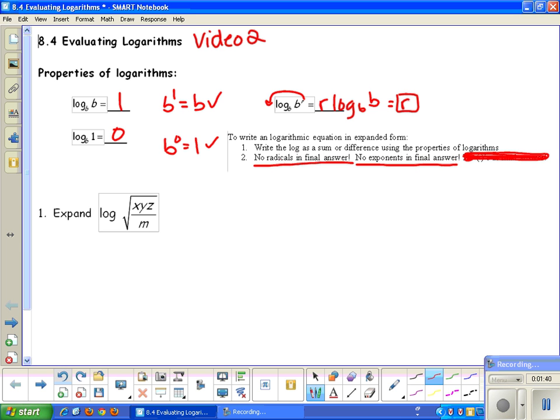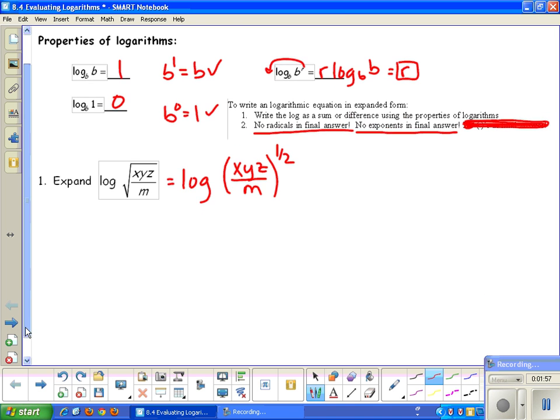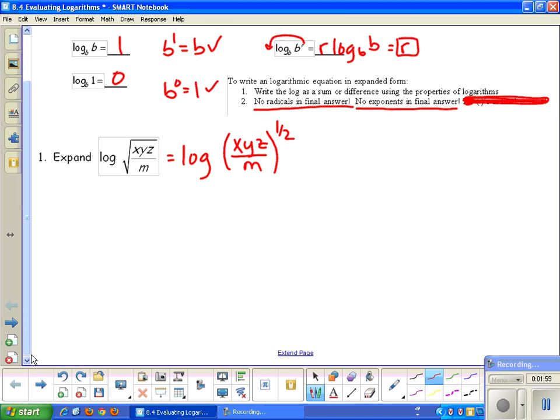So for this, if we expand this, the first thing I would do is get rid of that radical, because when we're expanding, we do not want radicals. So I would rewrite this as the log of xyz over m to the 1/2 power. Now there's a couple different ways we can expand this. We can use properties of exponents and do x to the 1/2, y to the 1/2, z to the 1/2 over m to the 1/2. Or if you want, you can bring this down first. It doesn't really matter which one you choose. I'm just going to go ahead and bring it down first.